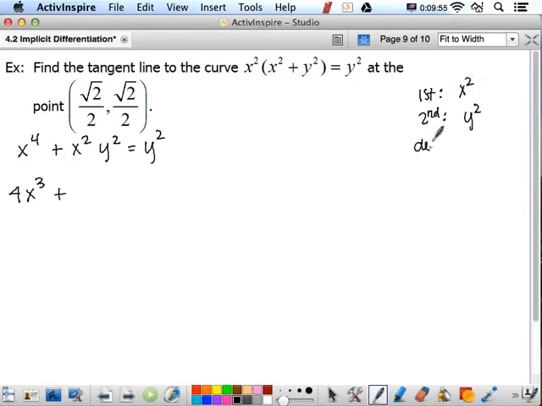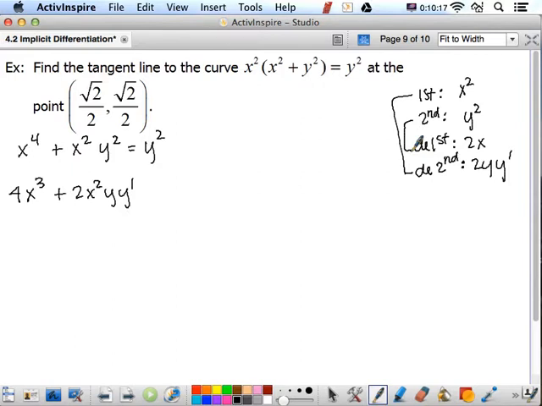And the derivative of the first is 2x, and the derivative of the second is what? 2y prime. Okay, so I need to write down first times derivative of the second. So that would be 2x squared y prime, plus the second times the derivative of the first, which would be plus 2xy squared, equals 2y prime.